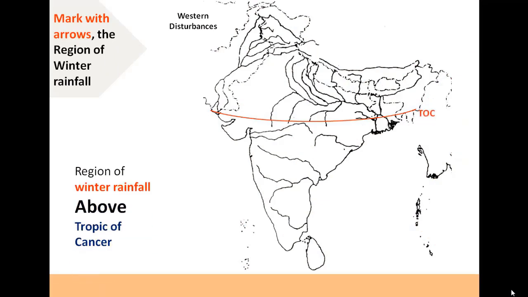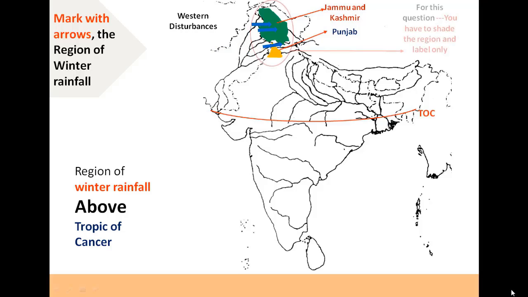In the animation, the arrows are shown to represent the western disturbances. Mainly it originates from Mediterranean region. These winds bring rainfall to the lower Jammu Kashmir, also bring rainfall to some parts of Punjab and northwestern parts of UP in winters. You need to draw these two arrows shown on the screen in red color to represent the direction of western disturbances.